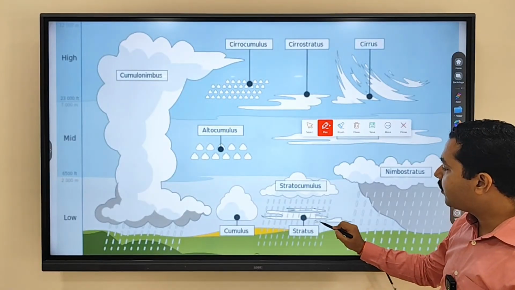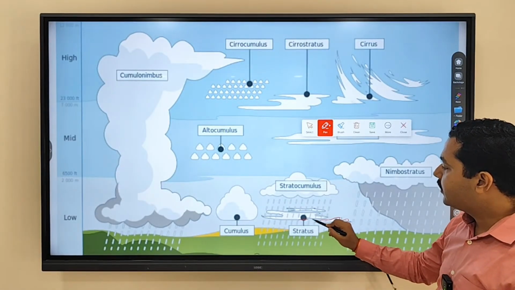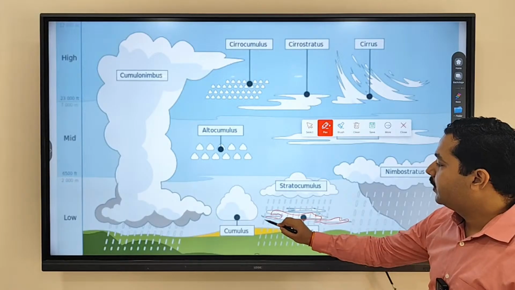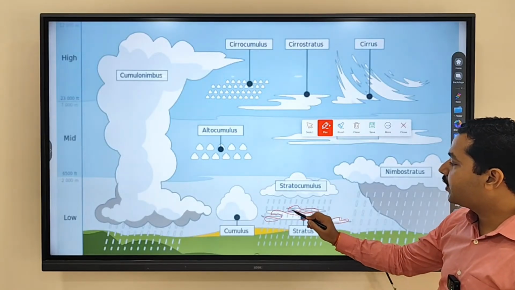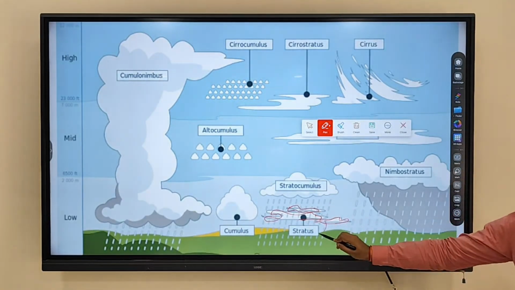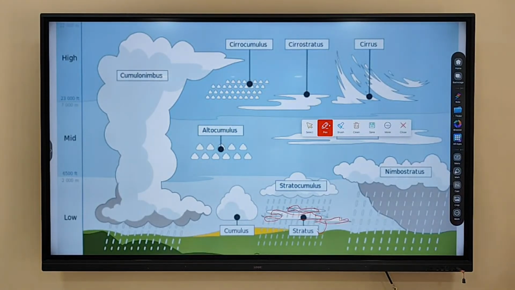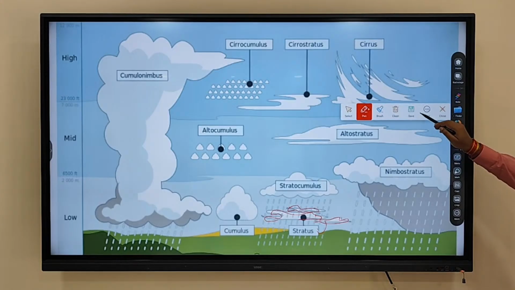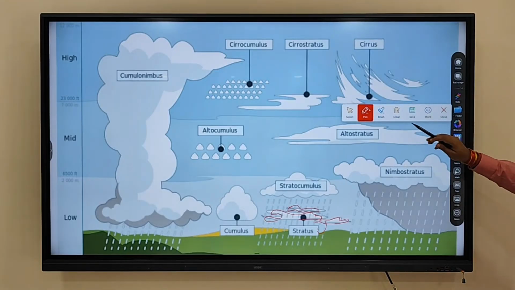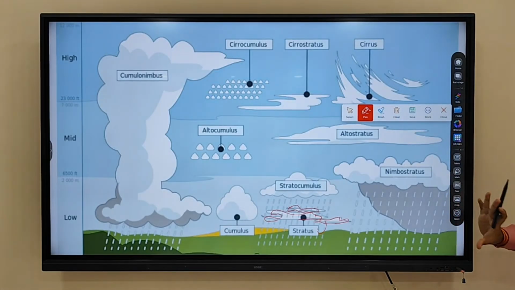So this is one layer of the cloud. You can see this is one layer of the cloud. This is another layer of the cloud. So when clouds are appearing in layers, then it is going to be called as which type of cloud? Stratus cloud. Fine. So these are different types of cloud that you are observing. Clear?